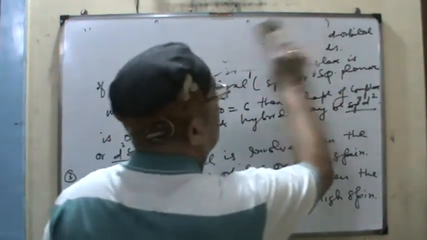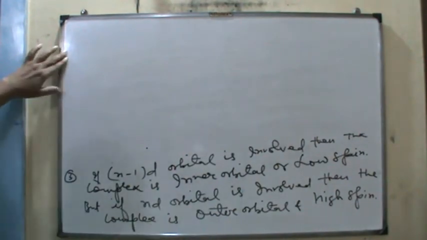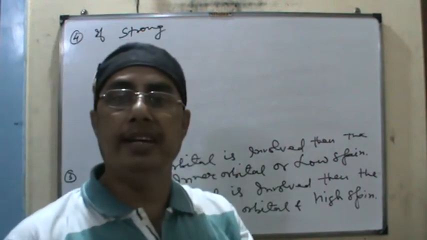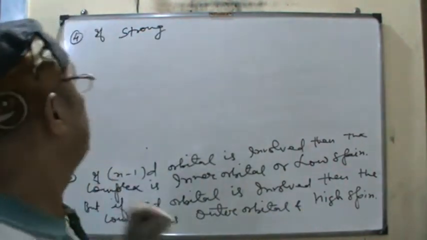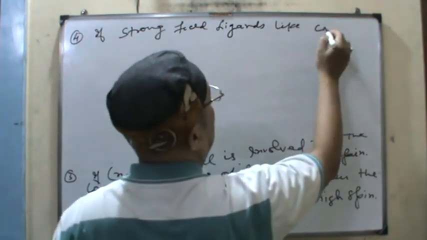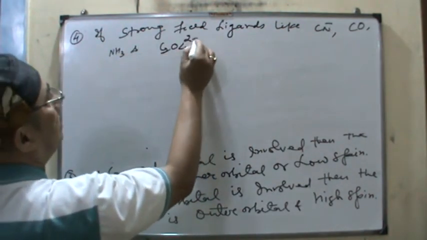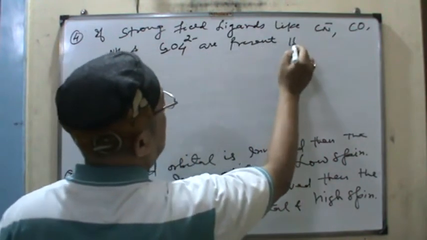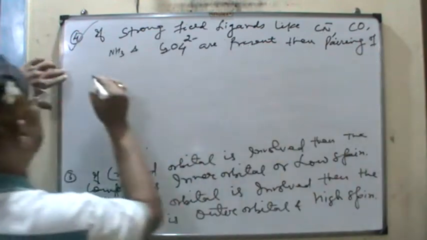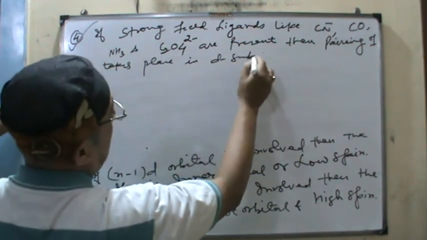The next, second last point: if two types of ligands are there, first the strong field and second the weak field, you have to remember the names of the ligands. If strong field ligands like cyanide, carbonyl, ammonia and oxalates are present, then, important point, pairing of electrons takes place in the subshell.